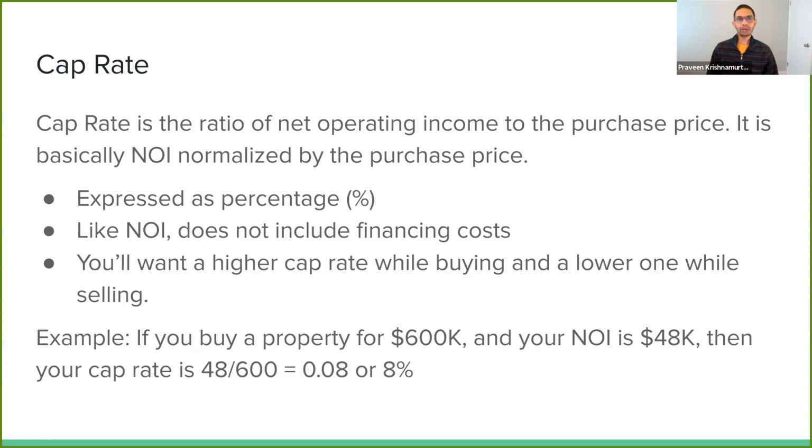Now you might be asking, okay, NOI is great, but NOI by itself is abstract, because you can be making an NOI of 70,000 on a property that you paid 1 million for, or you could have paid 2 million to purchase the property. Clearly, if you paid 1 million, it's much better because you're earning a higher NOI on your 1 million investment. So that brings us to this concept of cap rate. Cap rate is the ratio of NOI to the purchase price. In other words, it is basically NOI that is normalized by the purchase price of the property. It is expressed as a percentage, and like NOI, cap rate does not include financing costs.